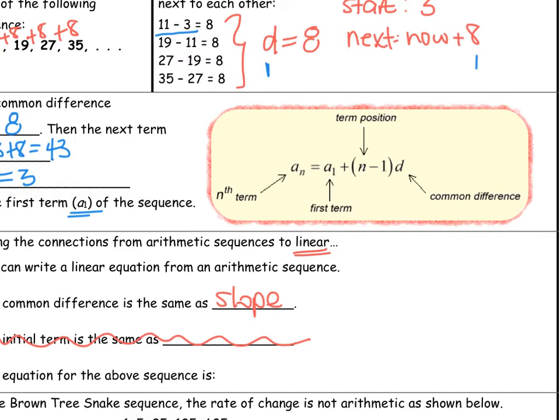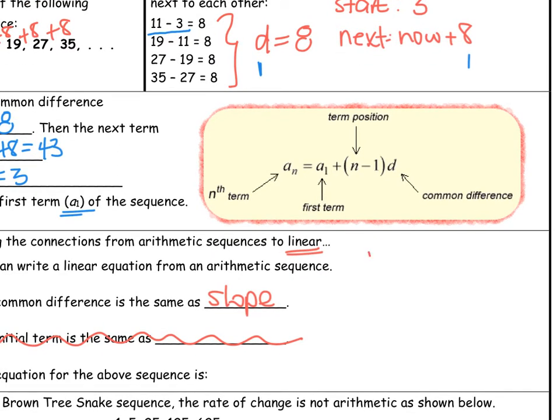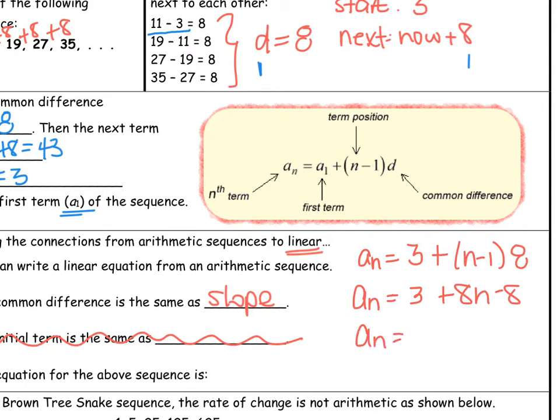So if we write our now next, or even our arithmetic sequence, let's say we're looking for a sub n. The first term is 3 plus n minus 1 times the common difference, and the common difference in this one is 8. So if we distribute everything, we get a sub n equals 3 plus 8n minus 8, and a sub n equals 8n minus 5, because if we combine 3 and negative 8, we get a minus 5.